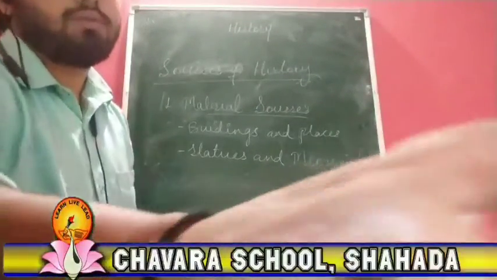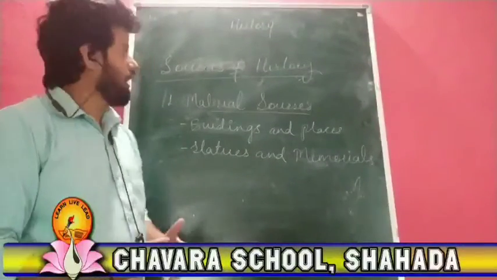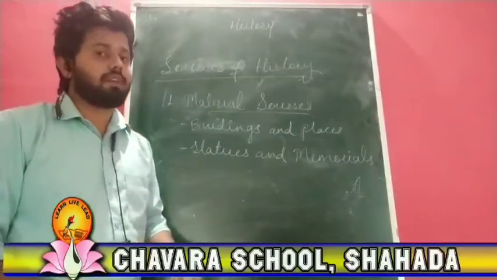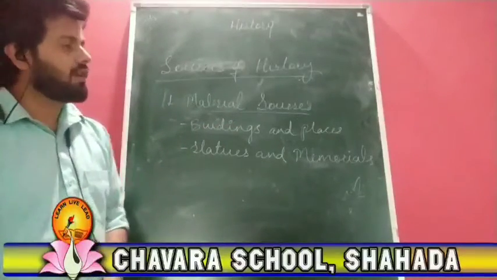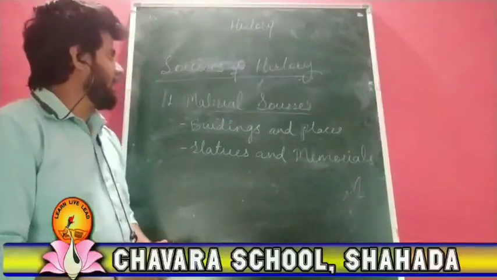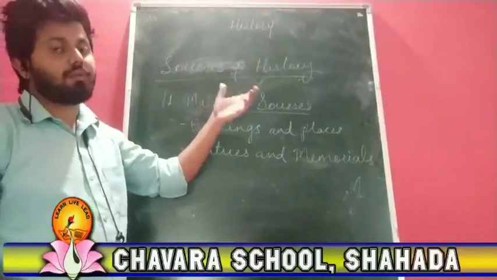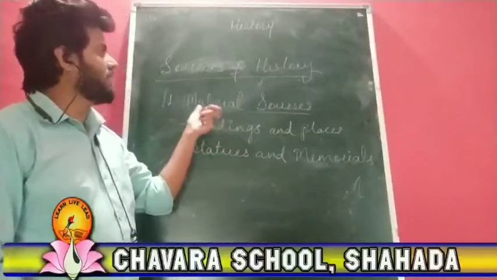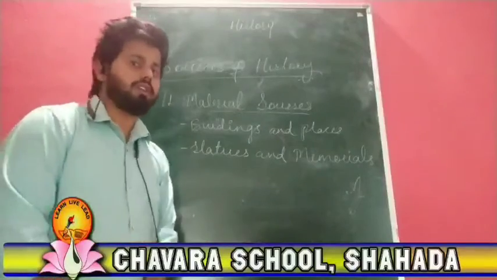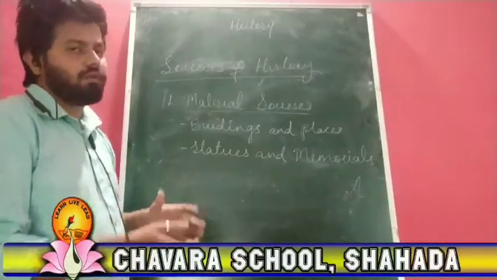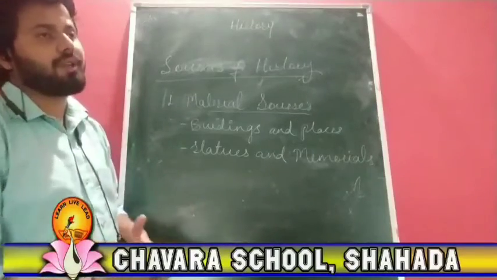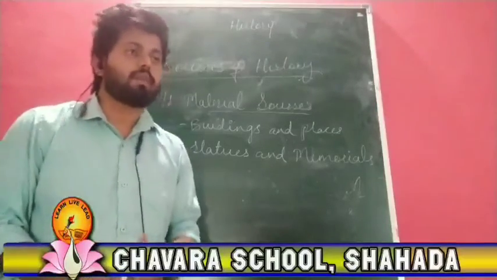As I told you, first we are going to learn material sources, right? So as we discussed, sources of history from the modern era, we are going to learn material sources of the modern era. Basically, the modern era we consider a British period, right? A European period, that I told you already.